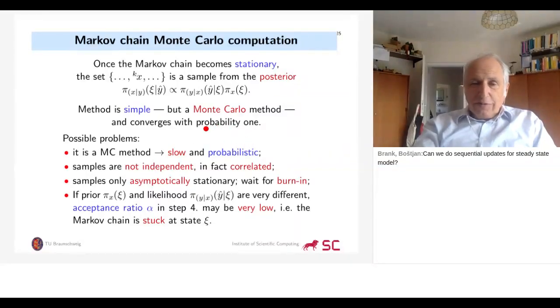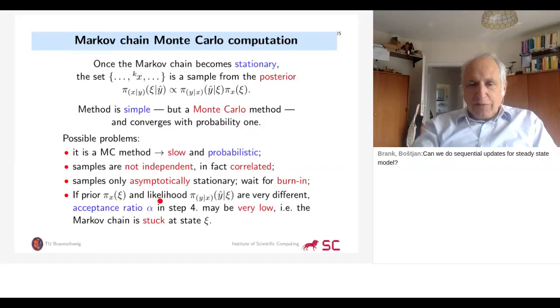Another problem is that the samples are not independent. In fact, they're correlated, because there's a correlation between x_k and x_{k+1}. They come from a Markov chain. And they're only asymptotically stationary, so you have to wait for the burn-in, but you don't know how long the burn-in is and so on. So these are all difficulties.